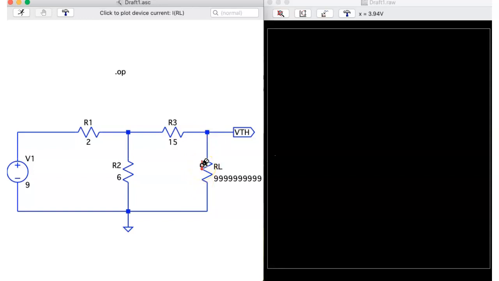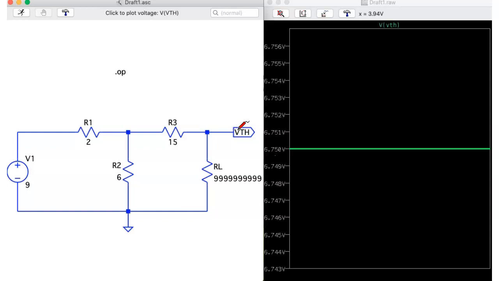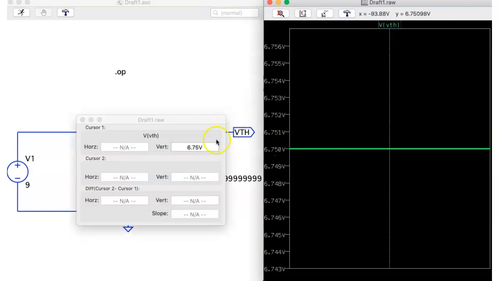Now measure this voltage, that is VTH at this point. When you click this run button, you will see this window, and now when you click on this, this is a probe, when I click this one, it will show the voltage that appears at this point. So I click on this one, then it is showing 6.75 volt, and you can see the value of this is 6.75 volt. So this is the Thevenin voltage. Pause the video and note down this Thevenin voltage.